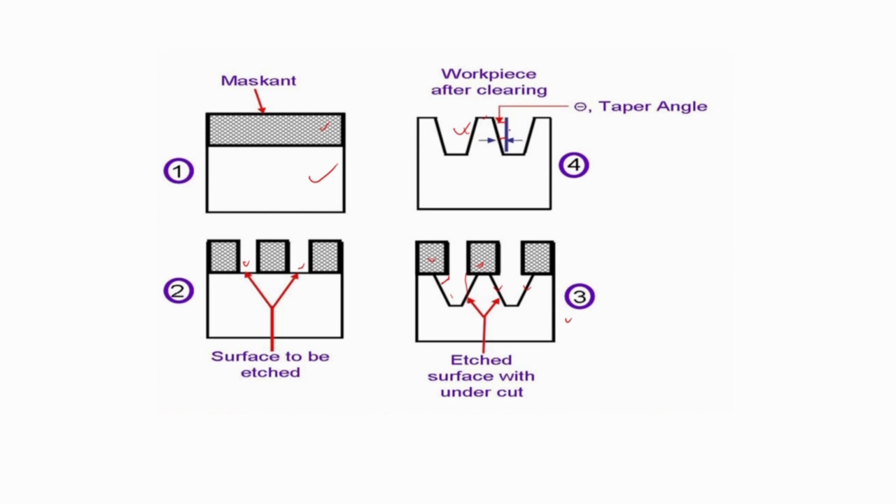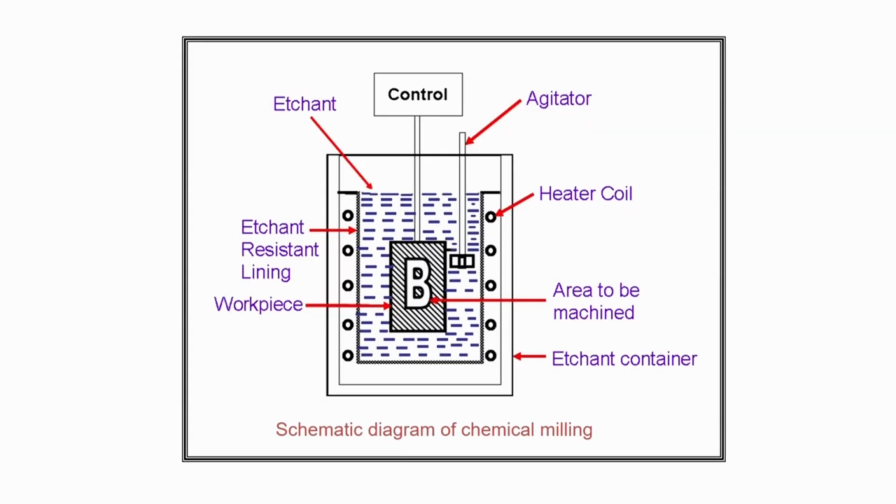After machining, this workpiece is clean. Before attaching or gluing the maskant on the workpiece surface, this workpiece is clean. So initially it is clean, and after that also it is clean, and you can get this kind of surface. So very intricate geometries can be generated from this machining process.